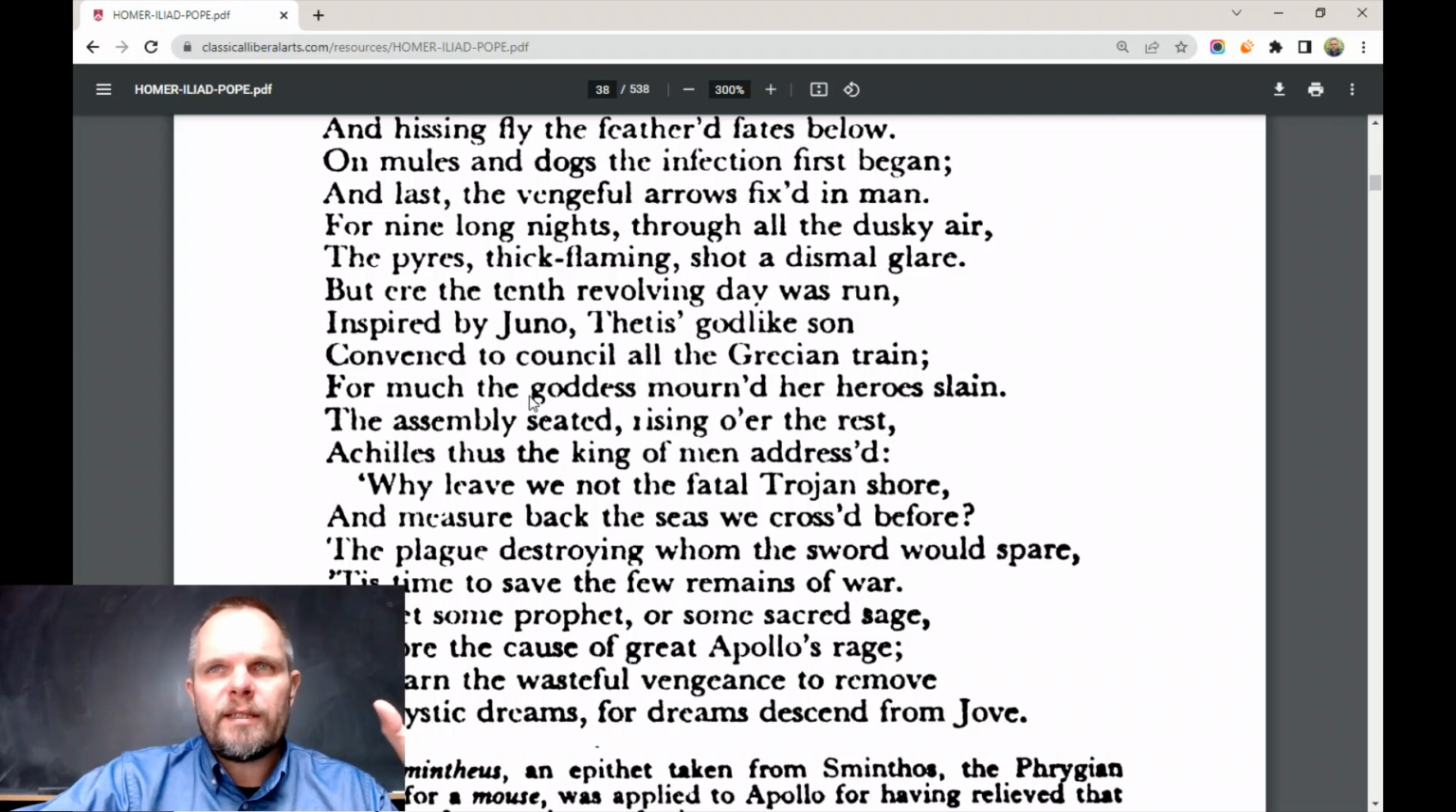men, Achilles addressed the king of men, that is Agamemnon. So Achilles calls all the Greeks together, and when they're all gathered together and seated, he stands up and he speaks to Agamemnon. And this is where the quarrel or the strife between Agamemnon and Achilles begins.